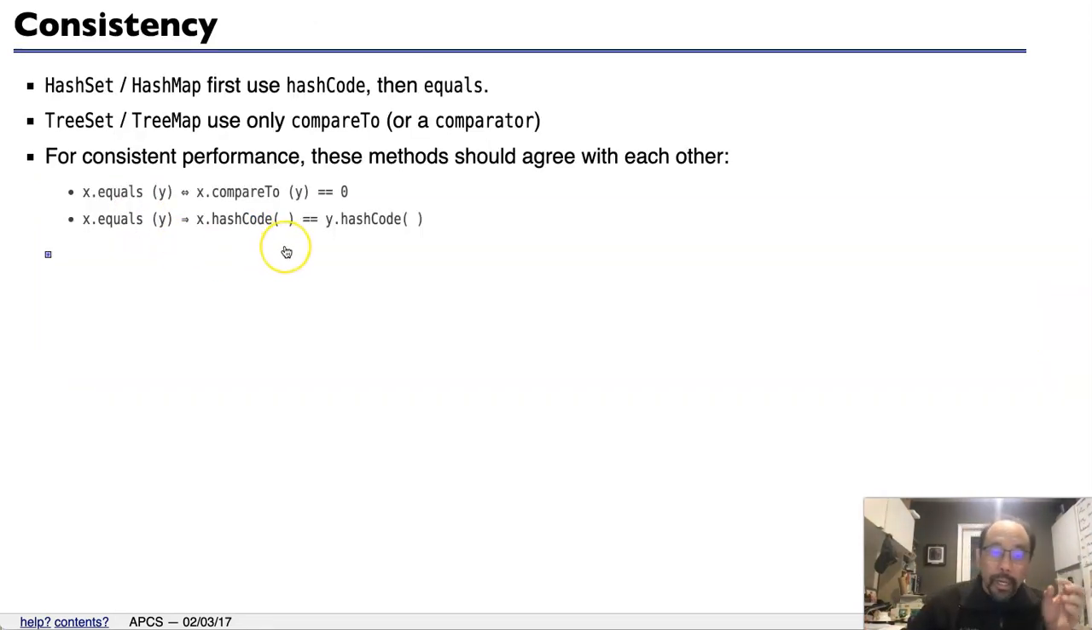Now, it's important that when you generate the hashCode, you make sure that it's consistent with compareTo. So if x is equal to y, where x compareTo y is 0, you should make sure that your hashCode is also generating the same hashCode for the x and for the y. They should always be in agreement with each other.